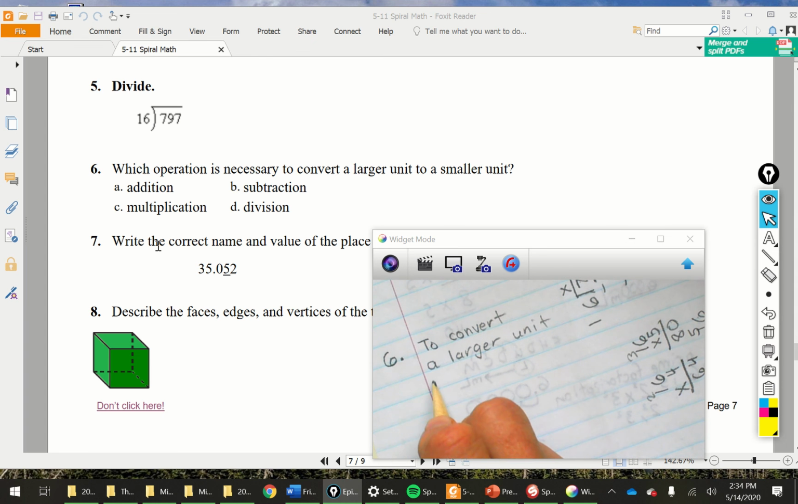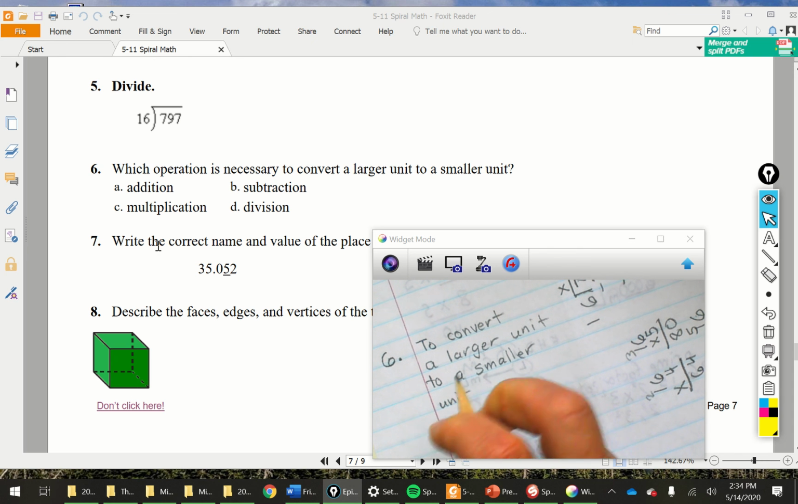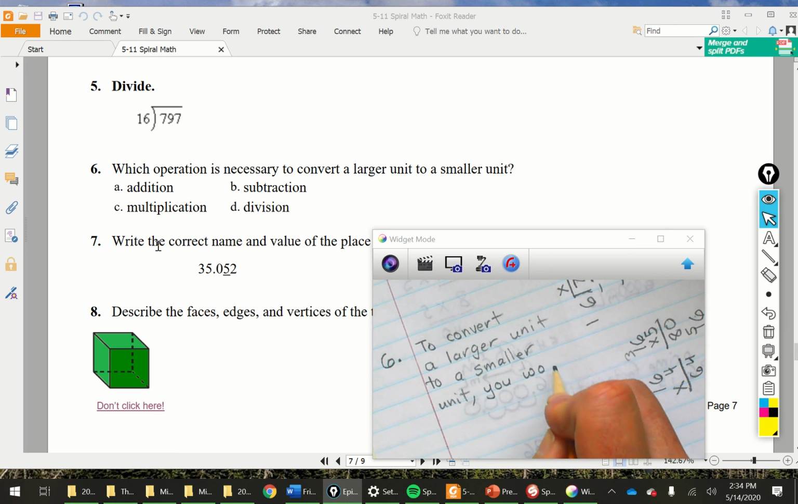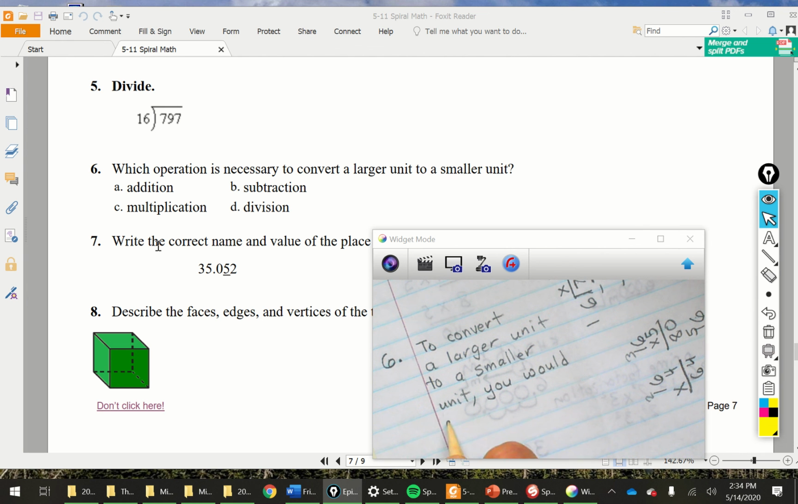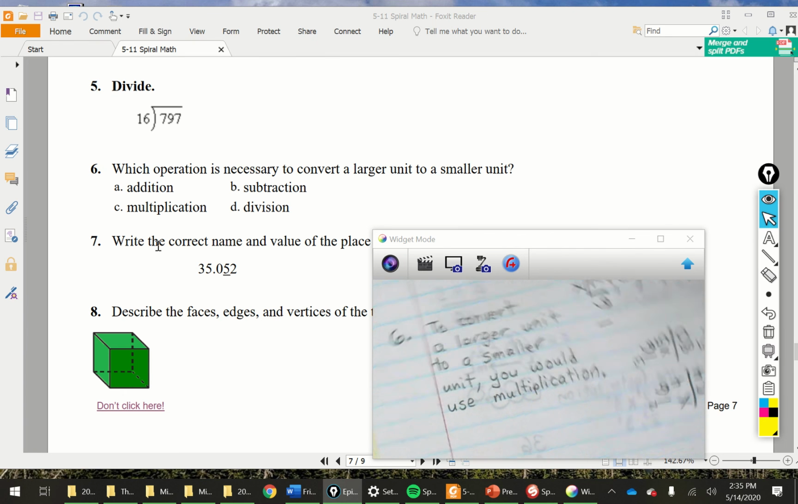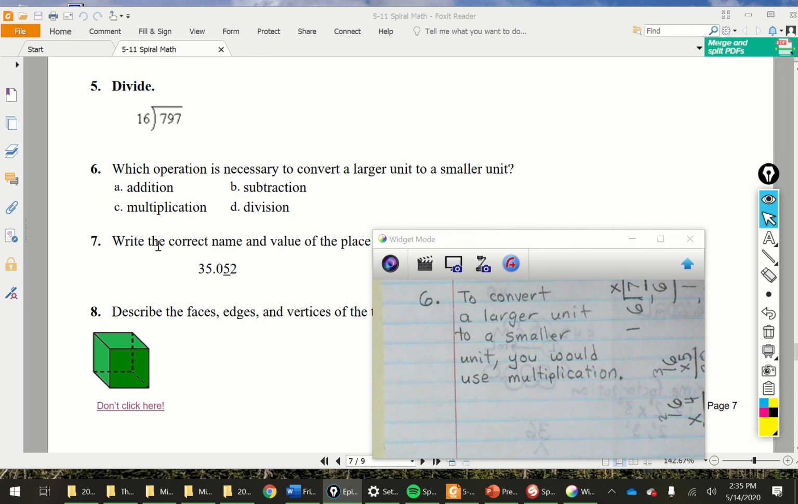To convert a larger unit to a smaller unit, comma, and you could write this differently, but just make sure you have larger unit and smaller unit. You would, and you could change that to anything you want that would make sense. I just use you would, and you would multiply, or you would use multiplication. To convert a larger unit to a smaller unit, you would use multiplication.